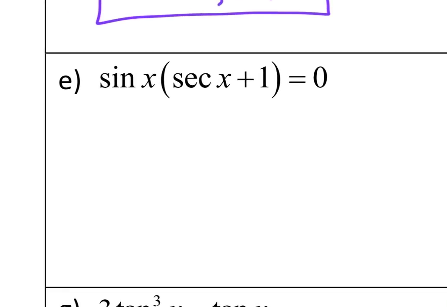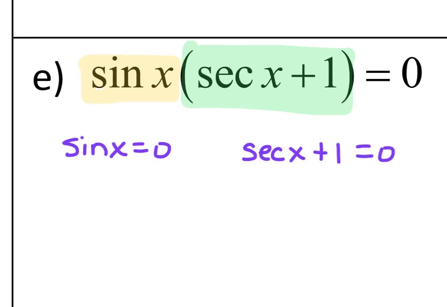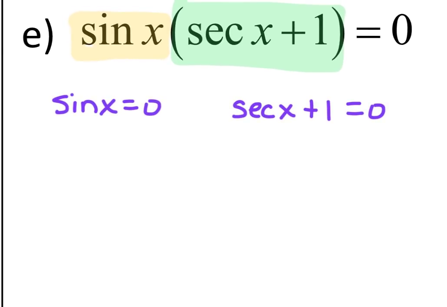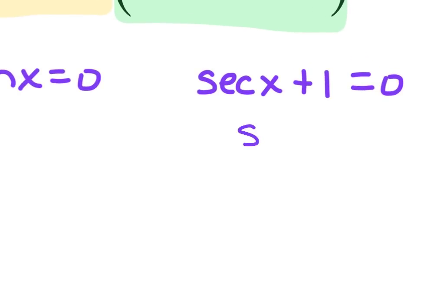Now, if you have a multiplication problem that's set equal to 0, you know that you should set both of the factors, or both of the things that are being multiplied, equal to 0. So in a problem that looks like this, you want to start by saying sine of x equals 0 and secant of x plus 1 equals 0. Sine of x equals 0 already has the sine isolated. Secant of x equals -1, then, to get the secant by itself.